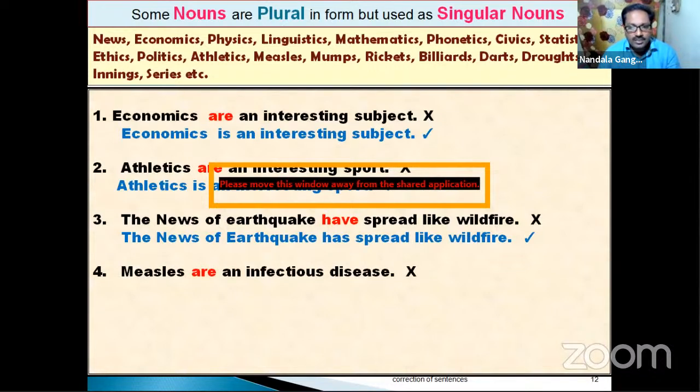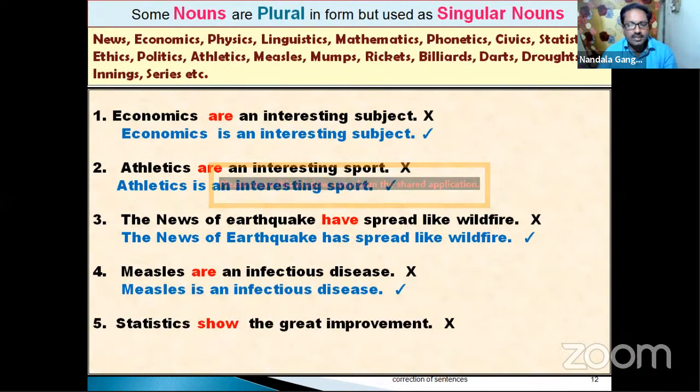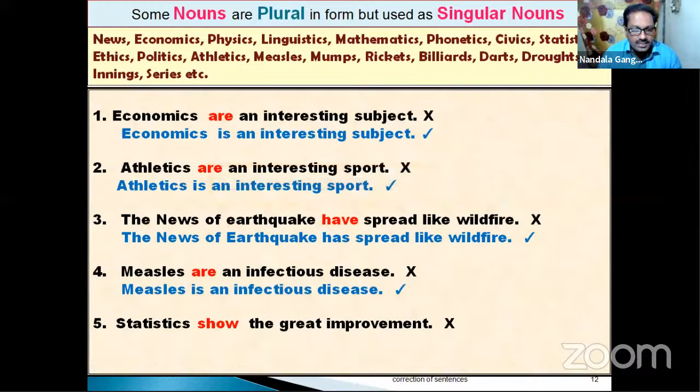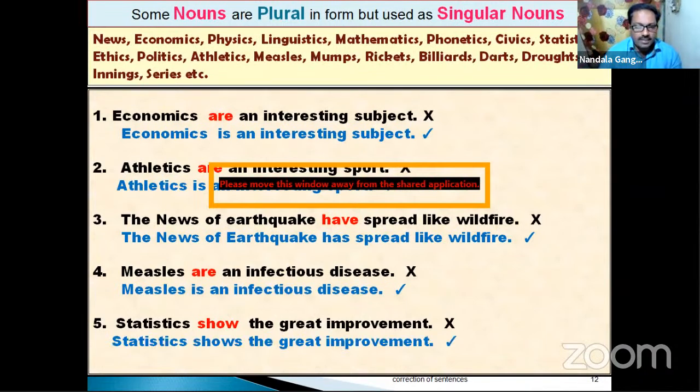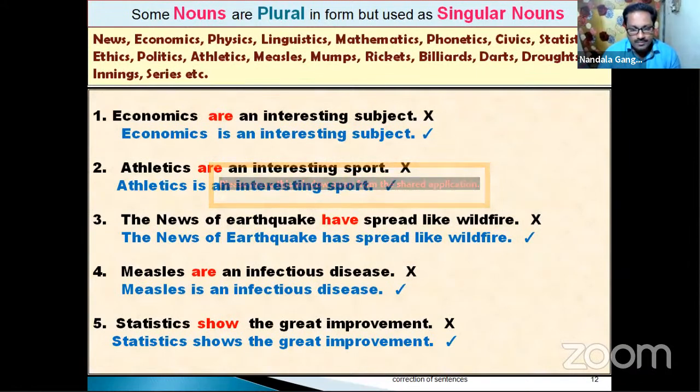Measles are an infectious disease. Measles is the name of a disease. It is also treated as singular, so we have to use a singular verb. Statistics show the great improvement. Statistics is the name of a subject, so it is singular, but a plural verb is used. The singular verb is the one used with third person, that is he, she, it, names. What is the verb es form? Show, shows. So we have to use the third person singular verb shows. Statistics shows the great improvement.